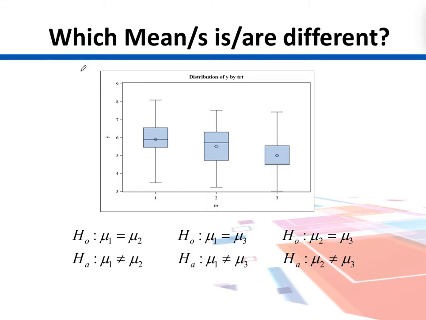Now suppose our ANOVA results are significant and we came to the conclusion that at least one of the means is different from the rest of them, and now we are interested in finding out which mean is different from the rest of them. It is also possible that two of them are different or all three are different from each other. So in order to do that, we might need to do pairwise comparisons. So we need to compare mu1 with mu2, mu1 with mu3, and mu2 with mu3. So three possible comparisons are needed.